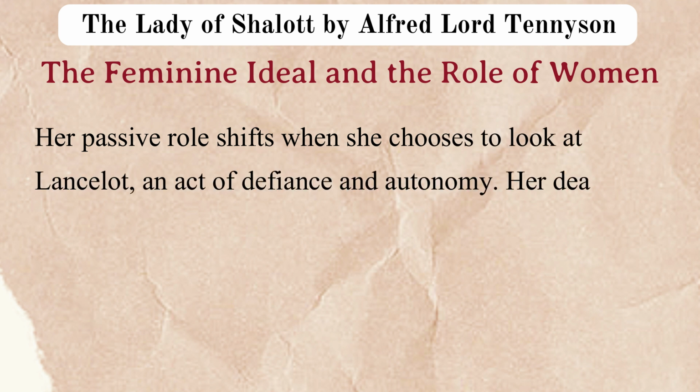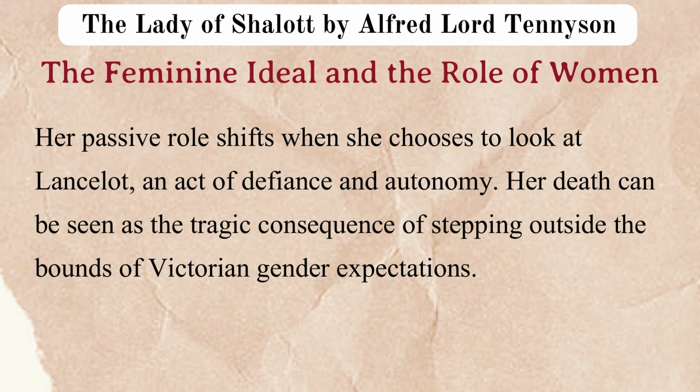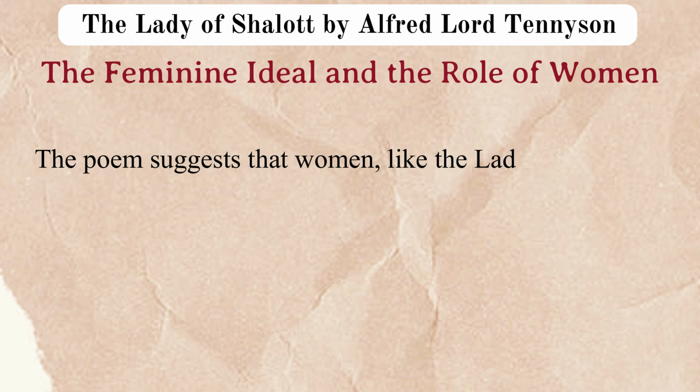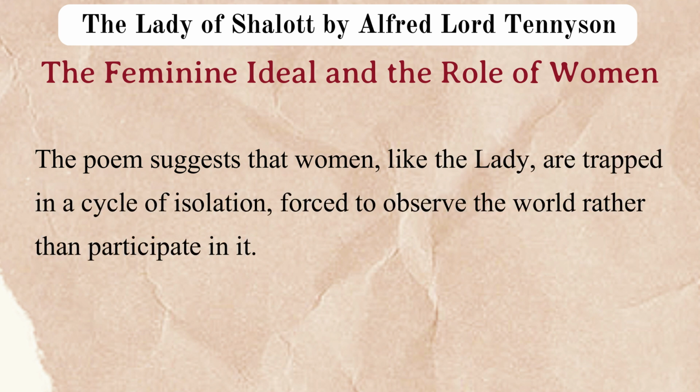Her passive role shifts when she chooses to look at Lancelot, an act of defiance and autonomy. Her death can be seen as the tragic consequence of stepping outside the bounds of Victorian gender expectations. The poem suggests that women, like the lady, are trapped in a cycle of isolation, forced to observe the world rather than participate in it.